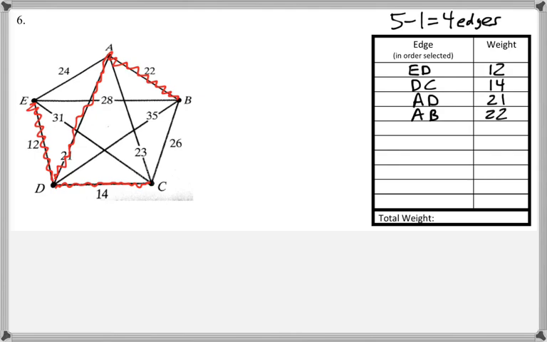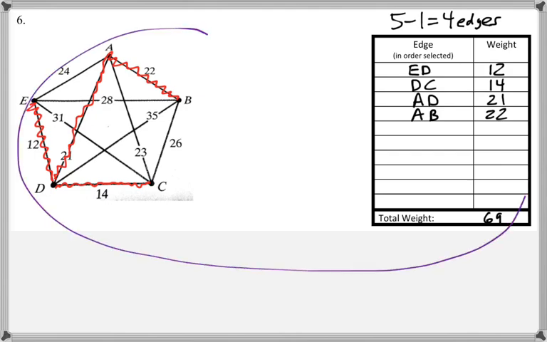So these are our 4 edges. And this has a total weight of 69. So that would be our minimum spanning tree.